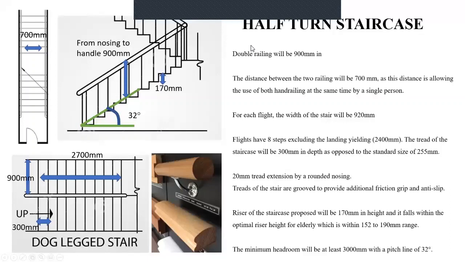And these are the specialized dimensions specifically made for elderly. The tread is wider and the riser is shorter. The handle is also in this kind of shape because elderly when climbing do grip and pull and push with their palms to climb up the stairs.